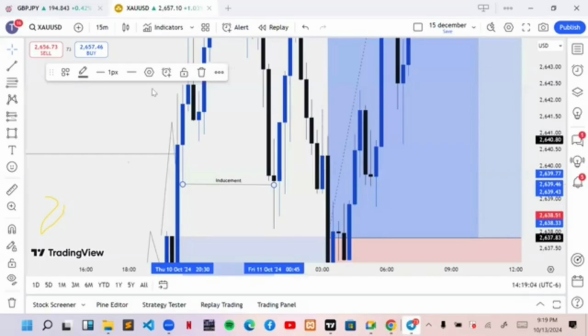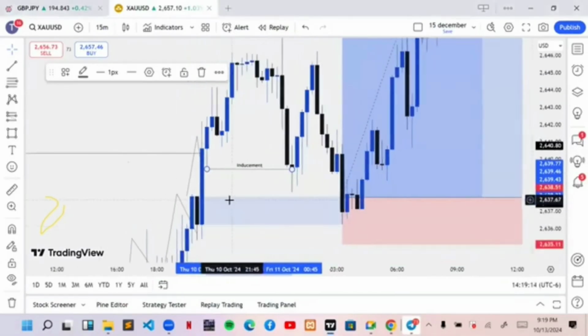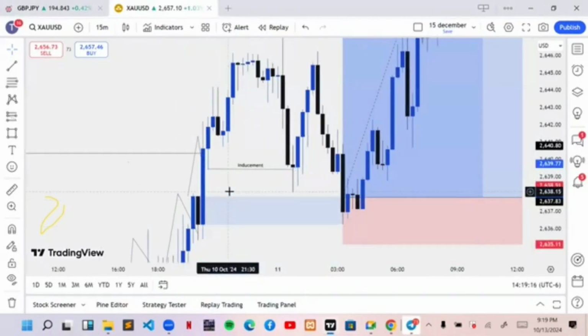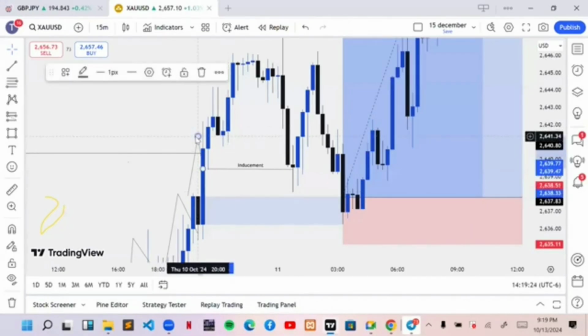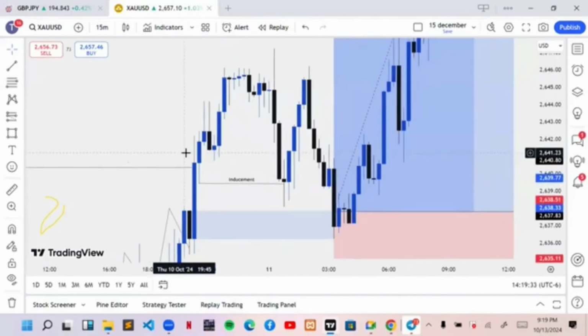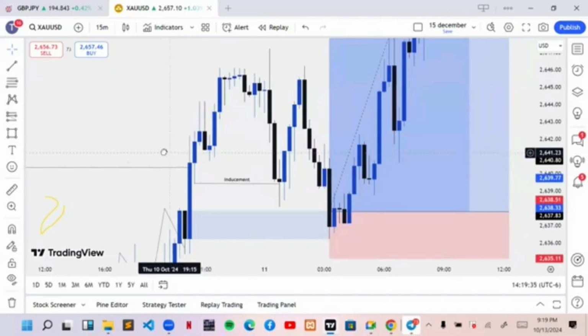Okay, so it's about this same example that you gave. It's about the inducement. The inducement is the first pullback after the big structure or MSS. But you also said for it to be valid, it needs to be close to 50% of the break, right? So how is this really valid? Because I'm trying to understand how this is up to 50% of any of the pullbacks.